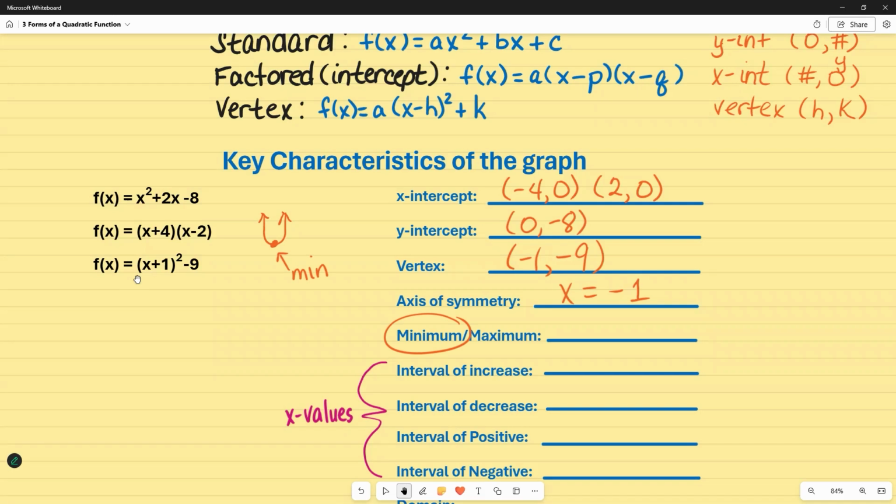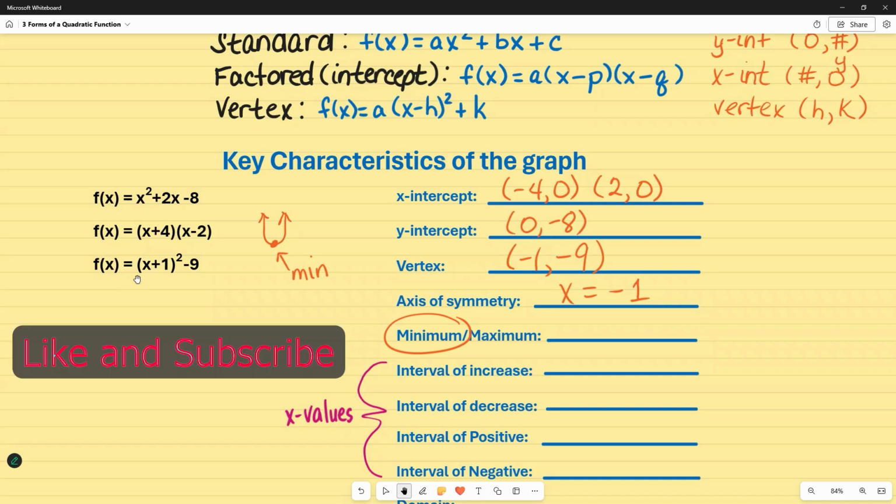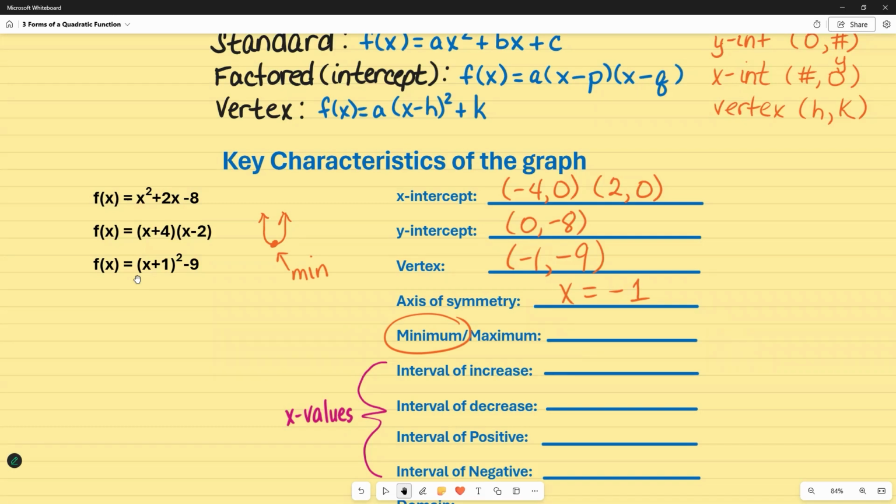So think of maximum and minimum height. Which way is that? Up and down, right? Up and down means y. Your axis of symmetry is your x value, and your minimum or your maximum will be your y value of your vertex. You just write the number for the y value.